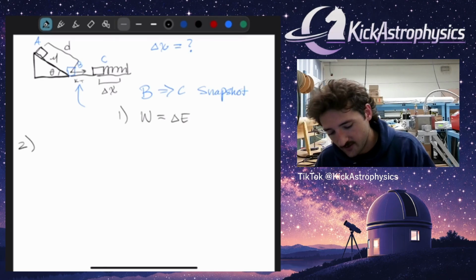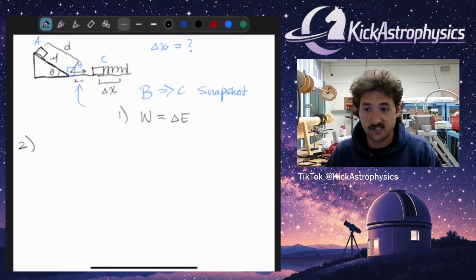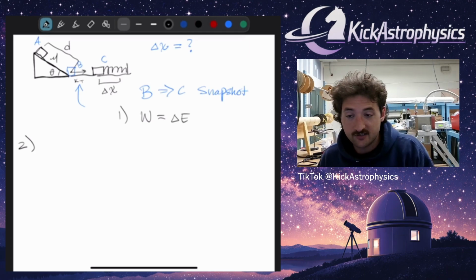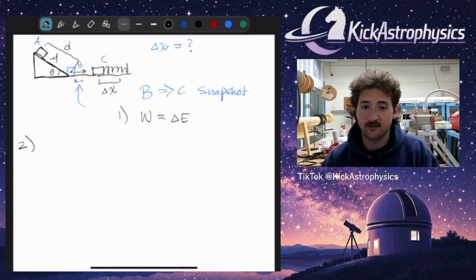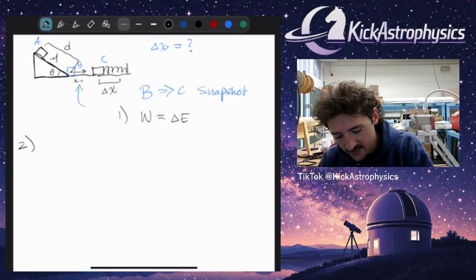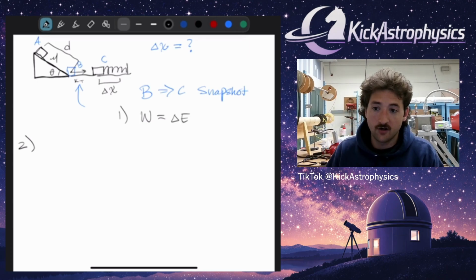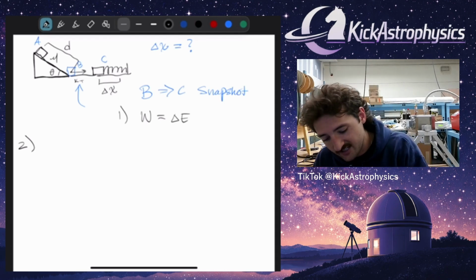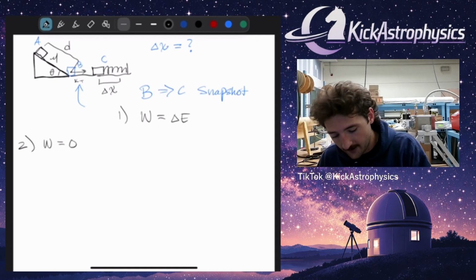And now, for part 2, in the snapshot of B to C in this specific moment, are there any non-conservative forces? I'll give you a moment to think about that, but the answer is no, there's not, right? From the bottom of the slope to the spring, there are no non-conservative forces. Friction only exists on the incline, right? So we can say here that work is equal to 0, all right?